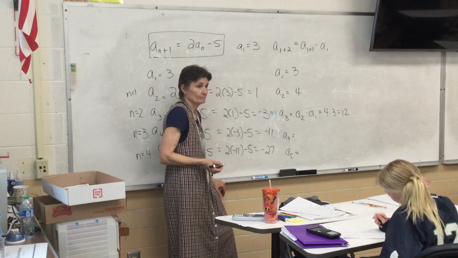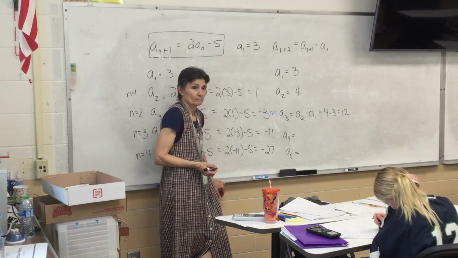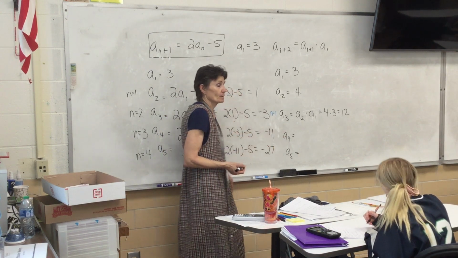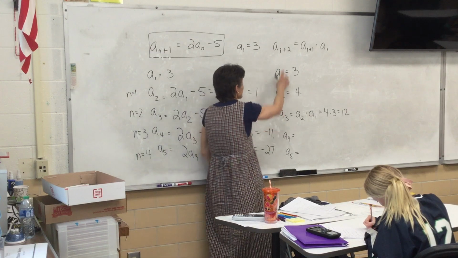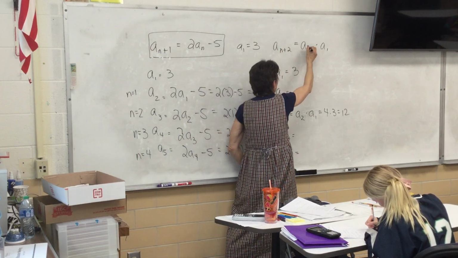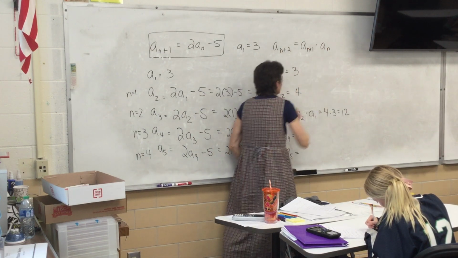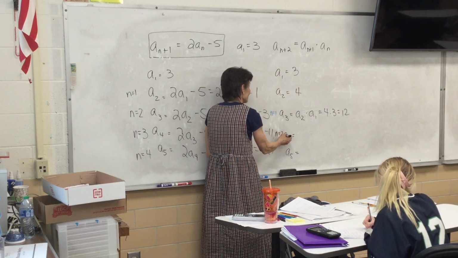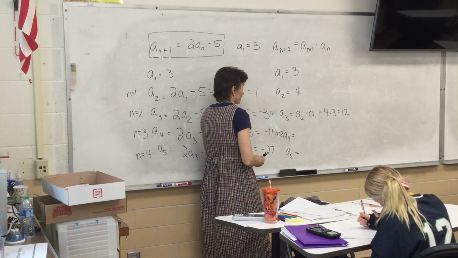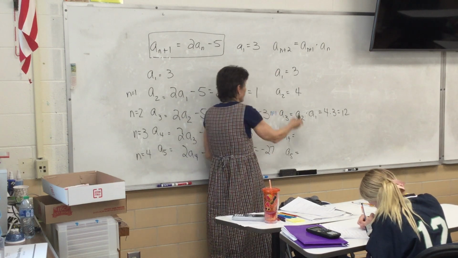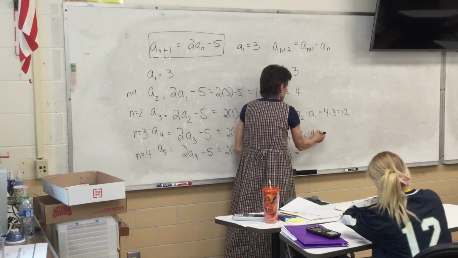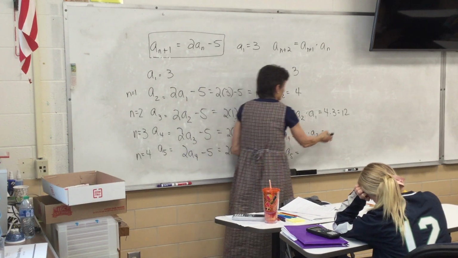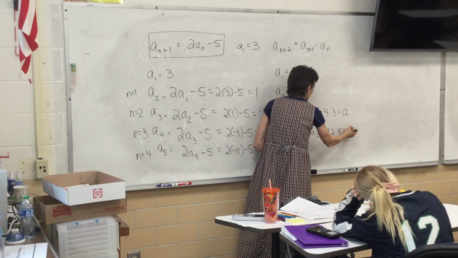Okay, now what? You're going to find some more. How am I going to find a sub 4? Oh, those are n's, remember? How am I going to find a sub 4? Maybe 2. So a sub 4 will equal a sub 3 times a sub 2. You get 48.